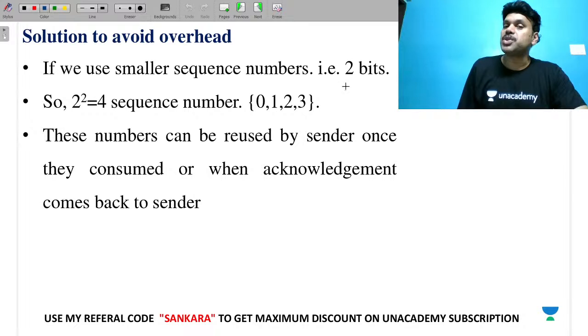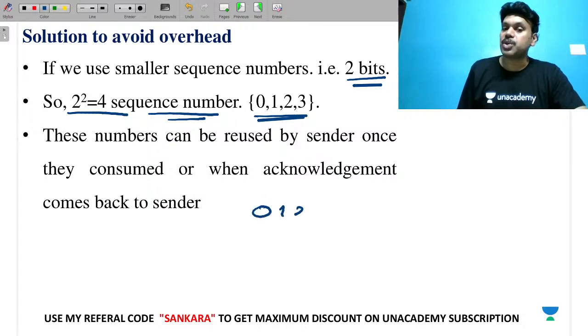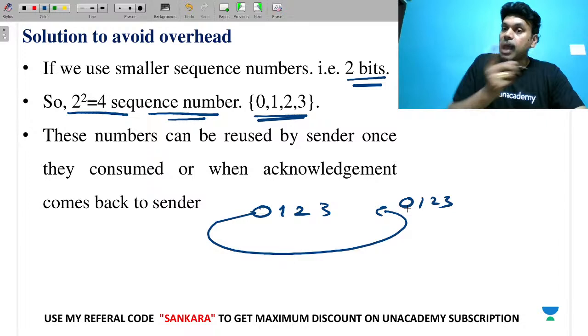So if I use a 2-bit sequence number, then 2 power 2 is nothing but a 4. 4 sequence numbers you get. First sender will send 0, 1, 2. Then they are going to be reused. So your sequence numbers can be reused once you have consumed them. So this is nothing but wrap around of your sequence numbers.